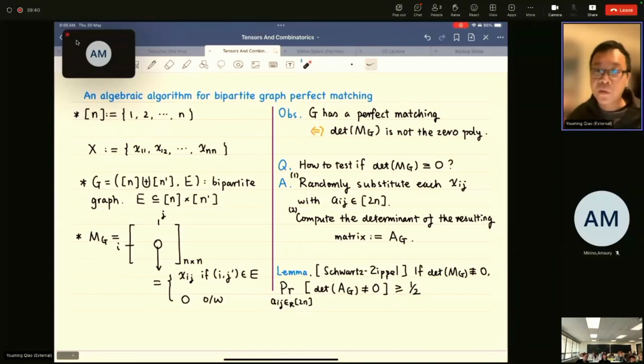Okay, so that's the point. If you have no perfect matching, identical to 0, you always get 0 value. If your graph has a perfect matching, determinant is not 0, then with at least some reasonably good probability, you will get that the determinant of Ag is not 0. So that's the distinction between the has perfect matching case and has no perfect matching case. And this gives you a pretty easy randomized algorithm to decide if a bipartite graph has perfect matching or not.